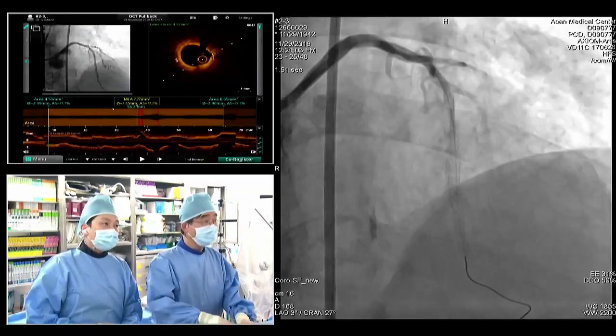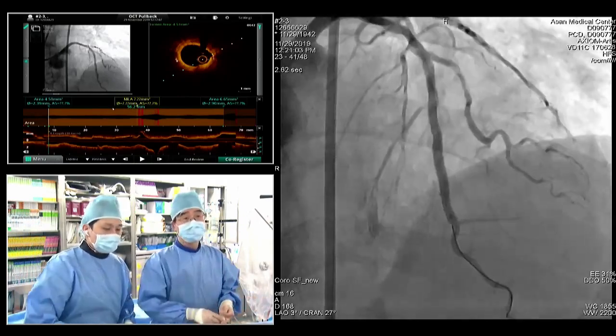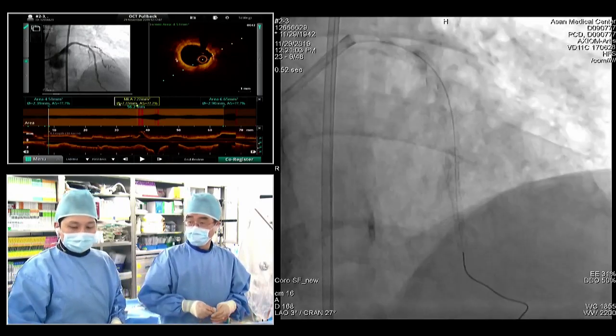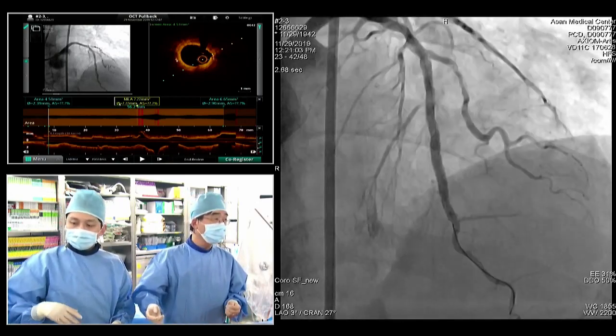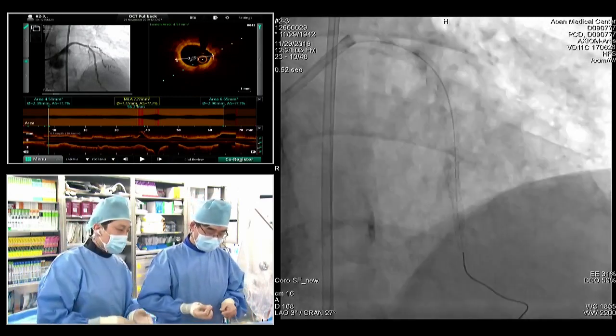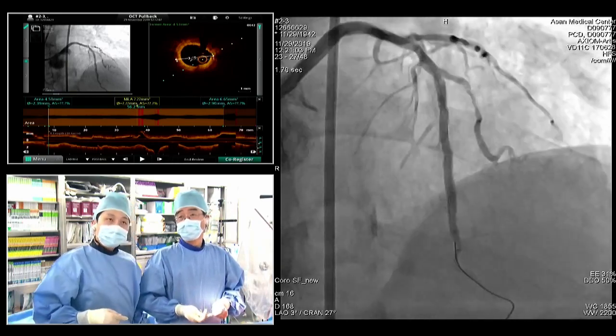Okay, yeah. Any other opinion? No other opinion. Okay. In general we agree to go to DCB for the proximal part. Yeah. Okay, I think we thank you for this very interesting case and we agree with all you did. We move to another room, and congratulations for the nice job.